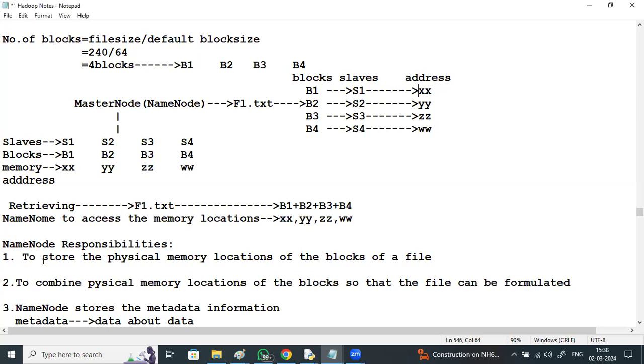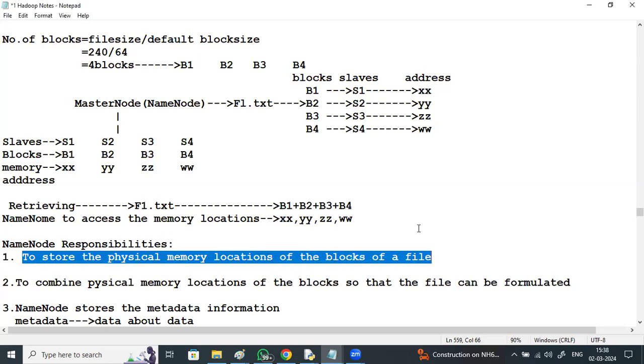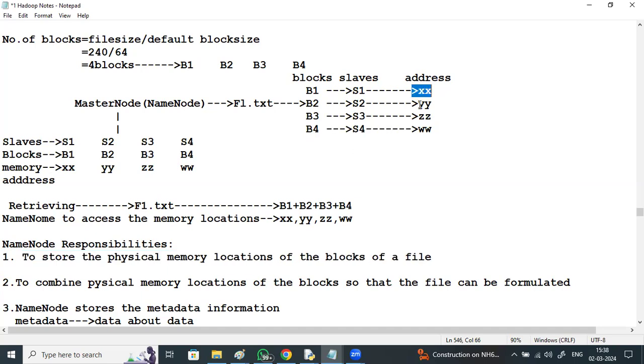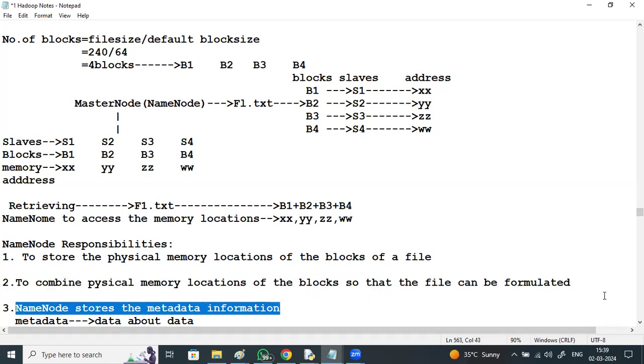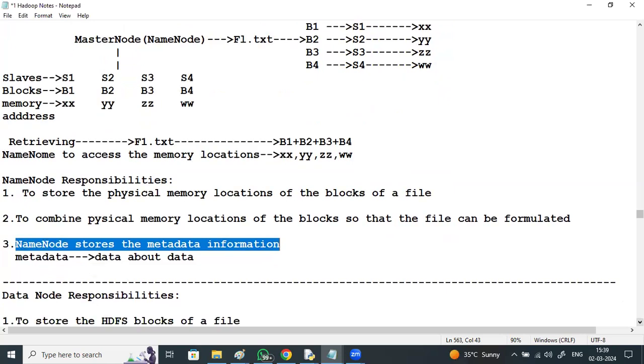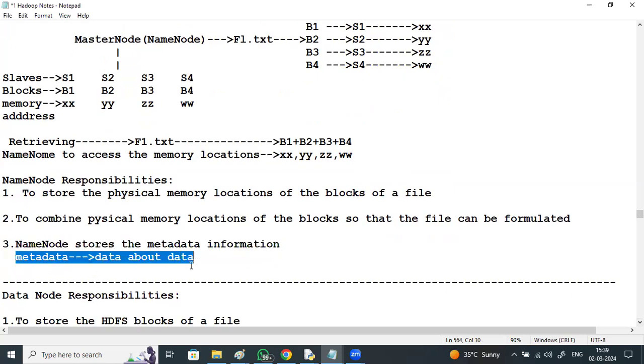Yes. To store the physical memory locations of the blocks of a file, and if you want to retrieve the file, to combine those memory locations of the blocks. For this, the name node stores the metadata information, data about data. It won't store data, it stores metadata. That is the name node responsibilities.